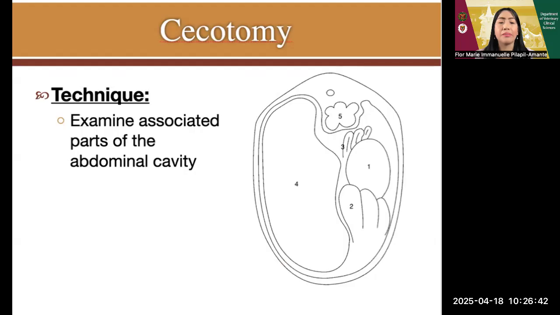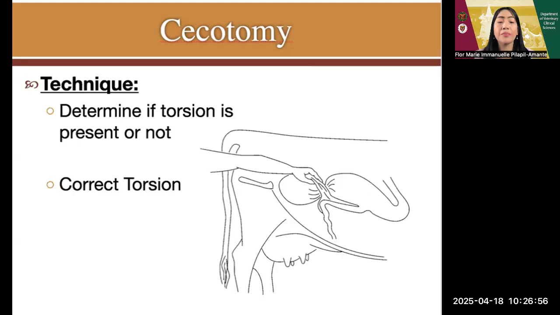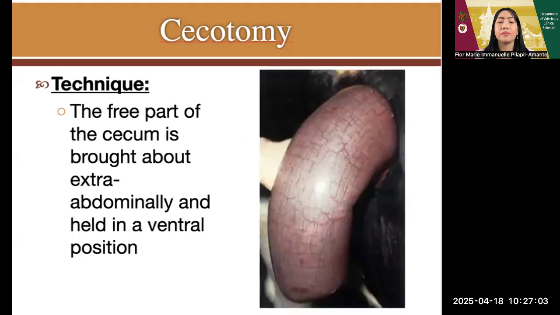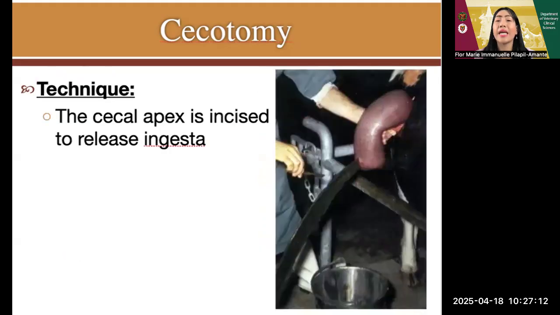In doing the laparotomy, examine the associated parts of the abdominal cavity, such as 1, omasum, 2, abomasum, 3, omentum, 4, rumen, and 5, aorta. Then determine if torsion is present or not. Correct the torsion as shown in the picture. Then bring the free part of the cecum out of the incision and hold in a ventral position. The cecal apex is incised to release the ingesta.